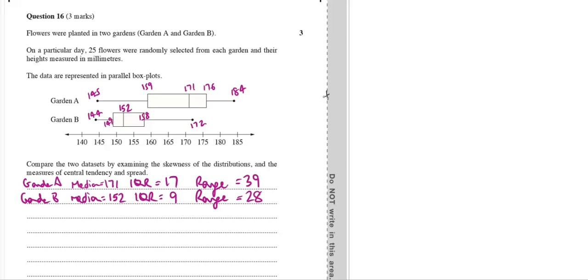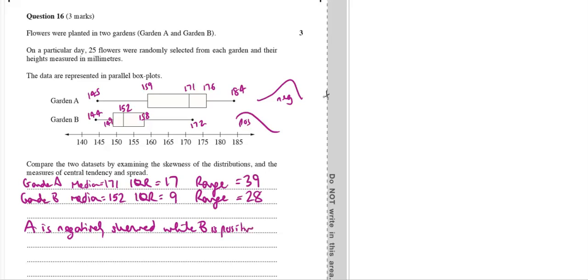They first asked me about skewness, so I can see the shape of A is negatively skewed, and I can see that the shape of B is positively skewed. So let me say that first of all. A is negatively skewed while B is positively skewed. So that's enough for that first mark about skewness.